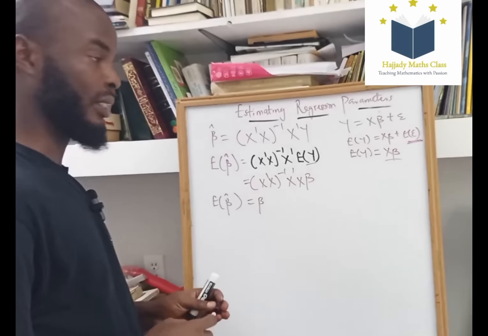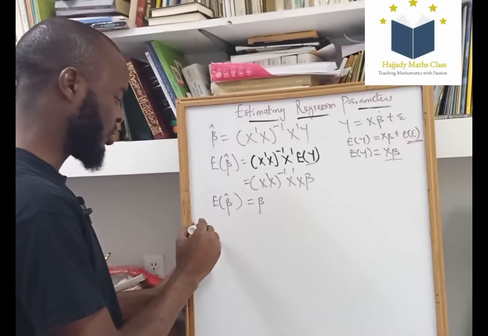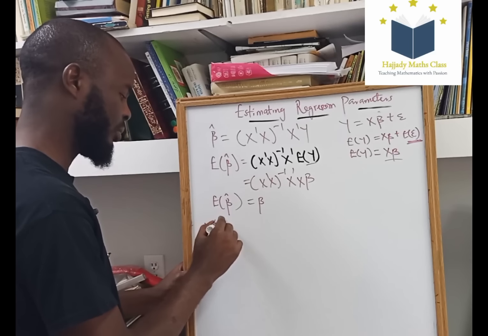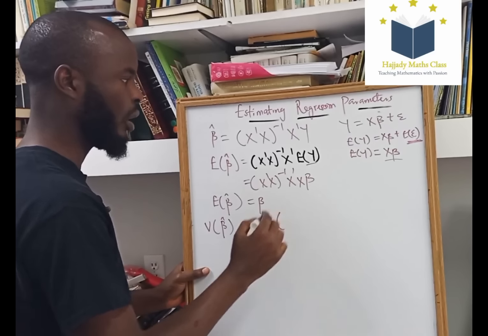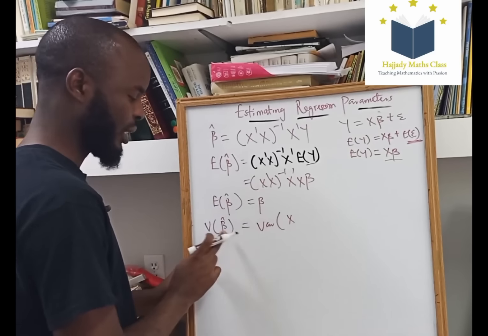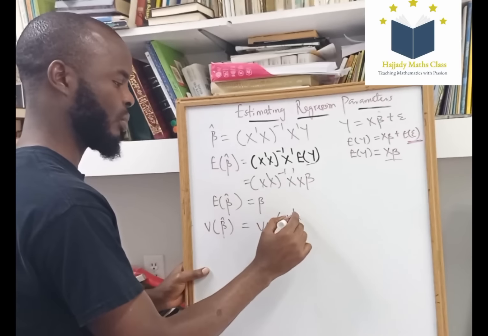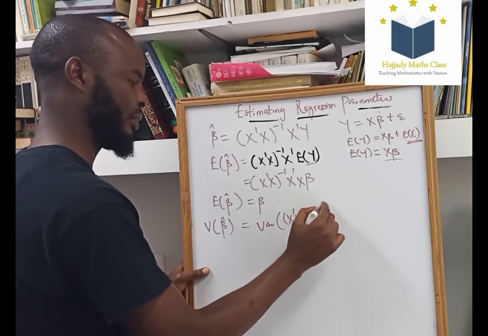So it shows that it's an unbiased estimate. Secondly, we need to estimate the variance of beta also. We have the variance of beta cap, which is the same thing as this. We're going to plug in the value of this, X prime X inverse X prime Y.